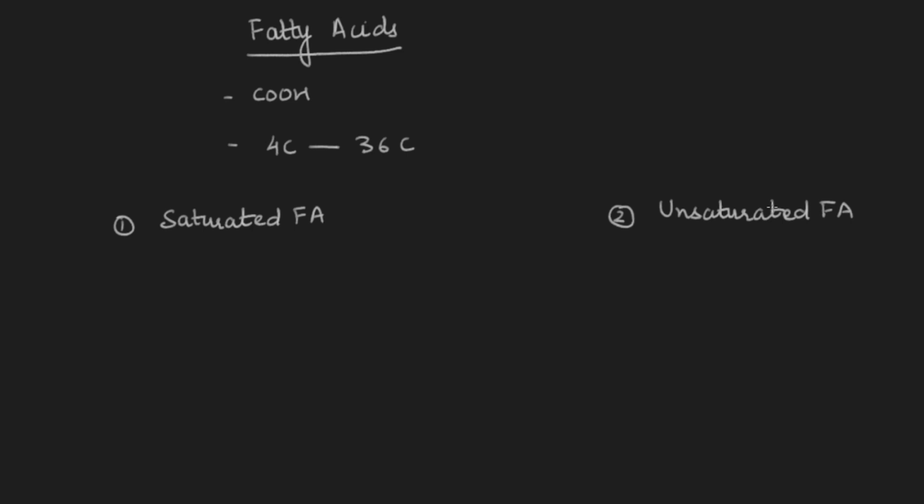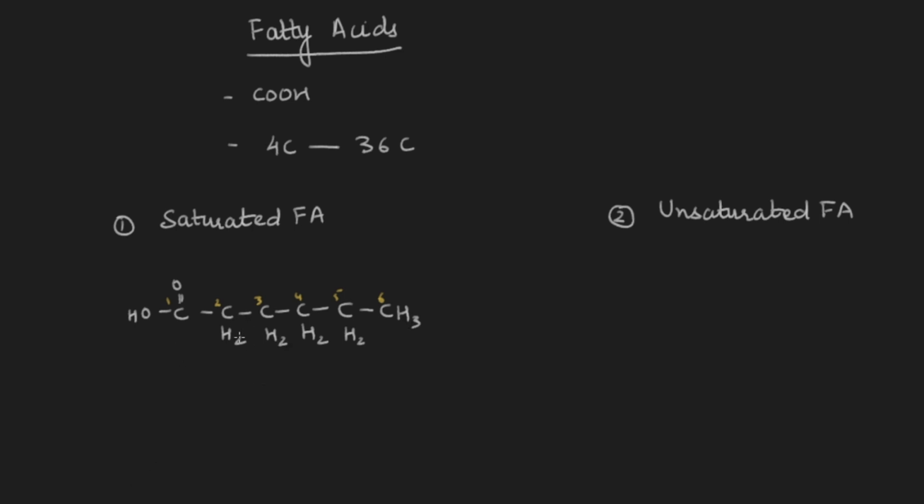So let's have a look at the structure of saturated and unsaturated fatty acids. As we said, fatty acids will have a COOH group. So let's take that group. This is attached to carbons. Let's make an imaginary saturated fatty acid composed of 6 carbons. So this is a saturated fatty acid.